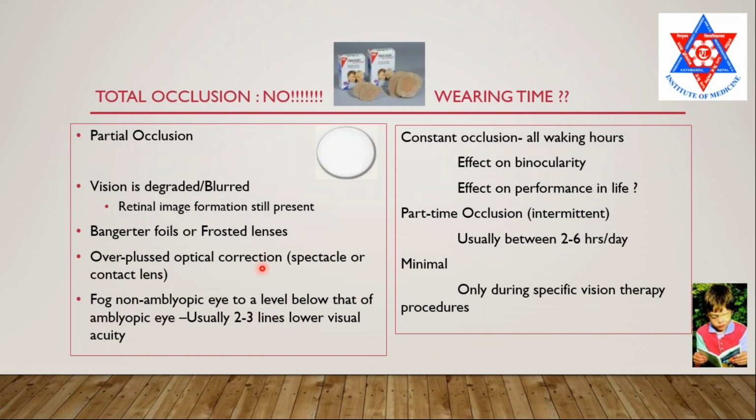Otherwise, we'll put the patients on partial occlusion. So basically, the first step is the proper lens prescription on the basis of performance tests, and the next one is choosing a good way of occluding using occlusion therapy for the patients. That may be partial occlusion, or that may be constant occlusion, especially part-time occlusion.